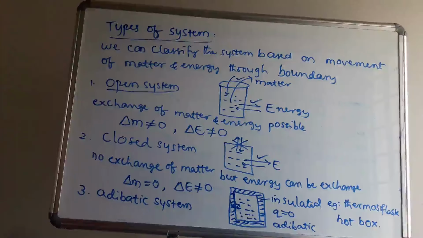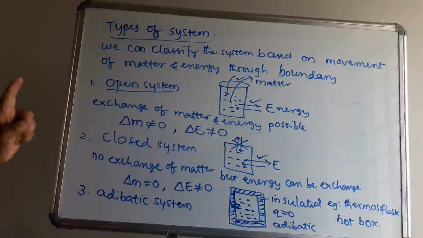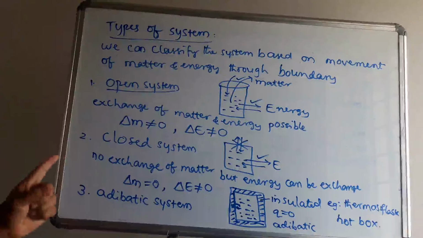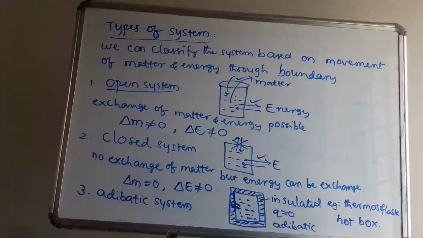Okay. So now we have to remember how many types there are. One is the open system, another is the closed system, and another is the adiabatic system.